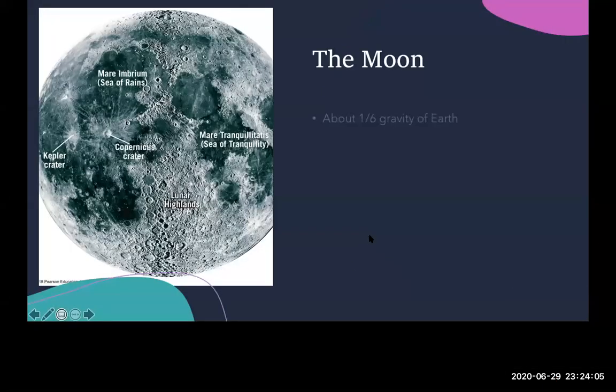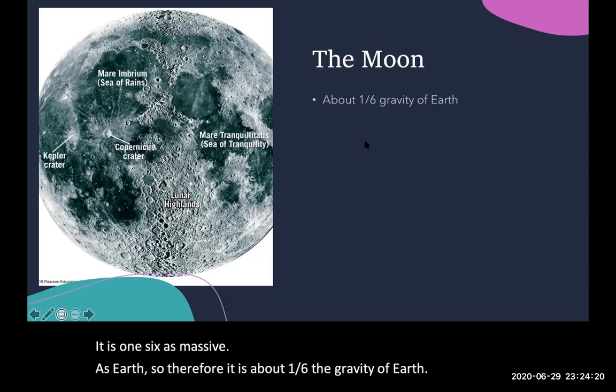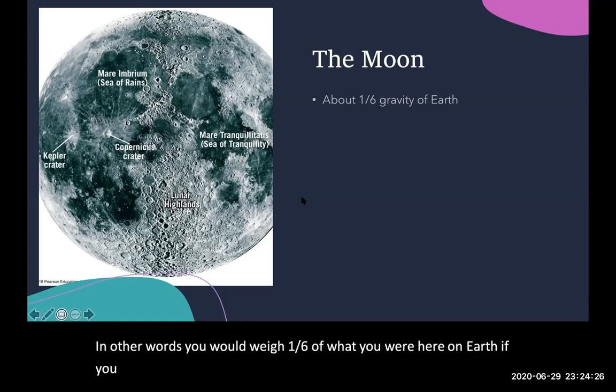All right, let's talk about the moon a little more here. It is 1/6 as massive as Earth, so therefore it has about 1/6 the gravity of Earth. In other words, you would weigh 1/6 of what you weigh here on Earth if you were to go to the moon.